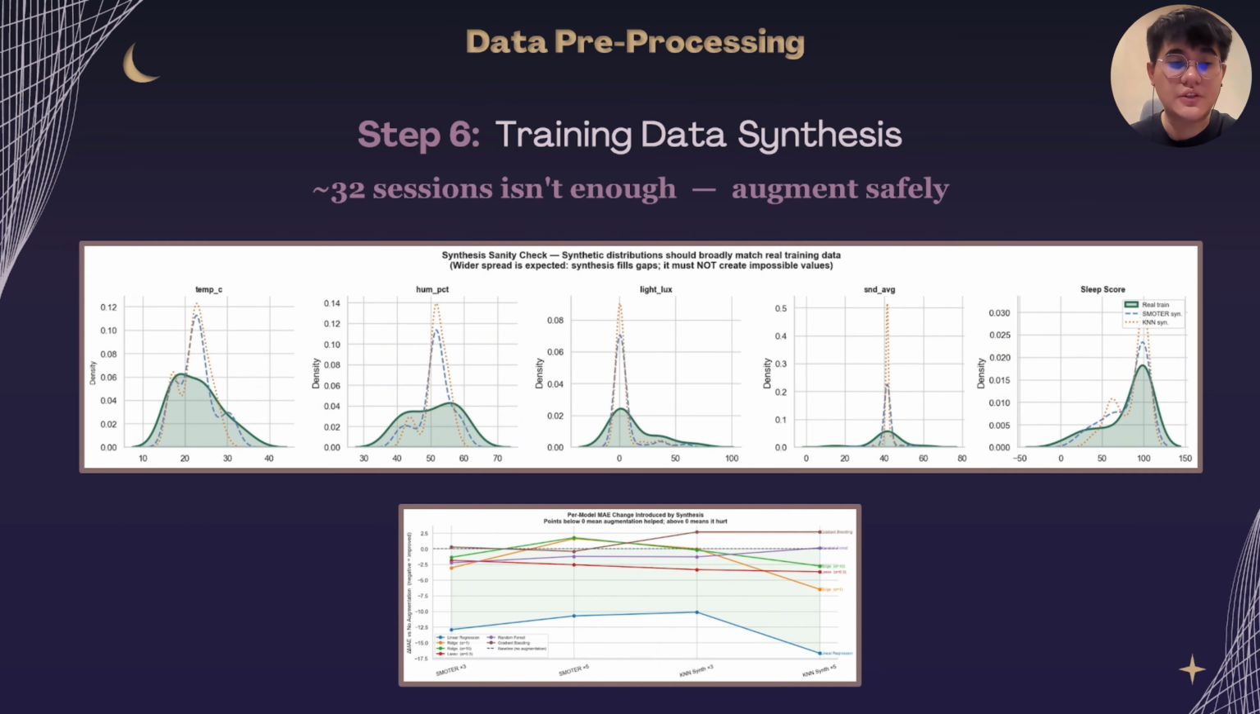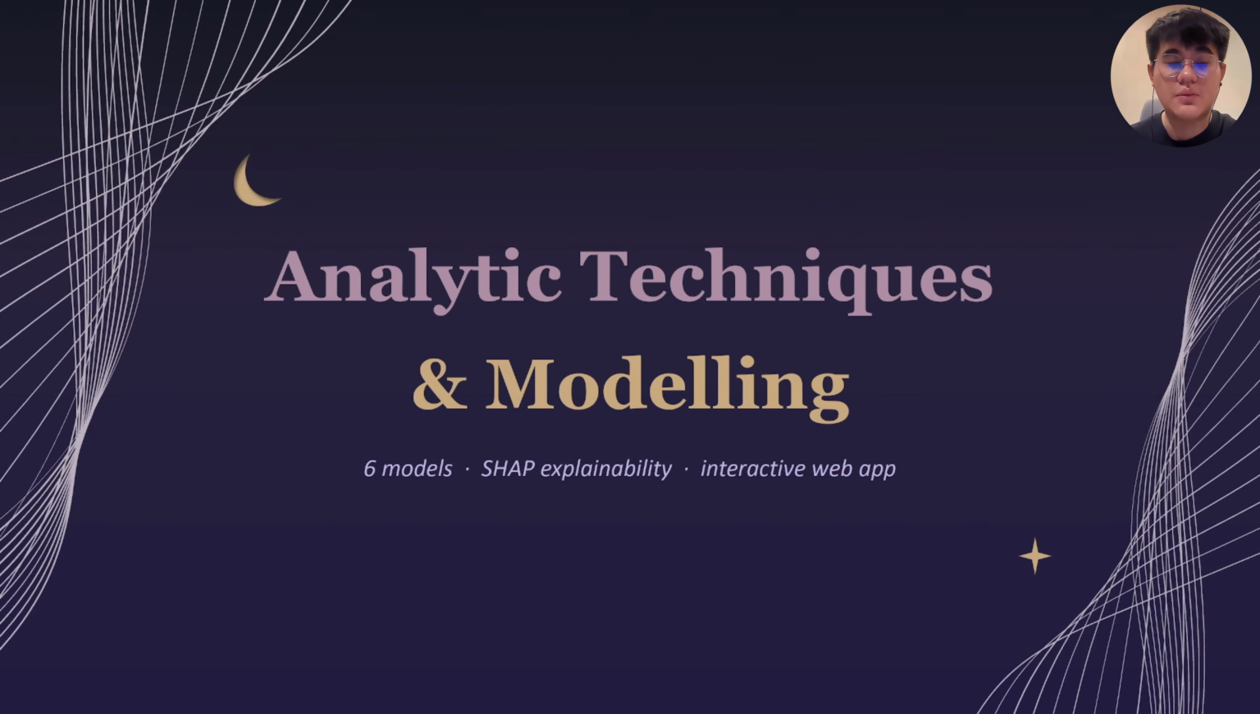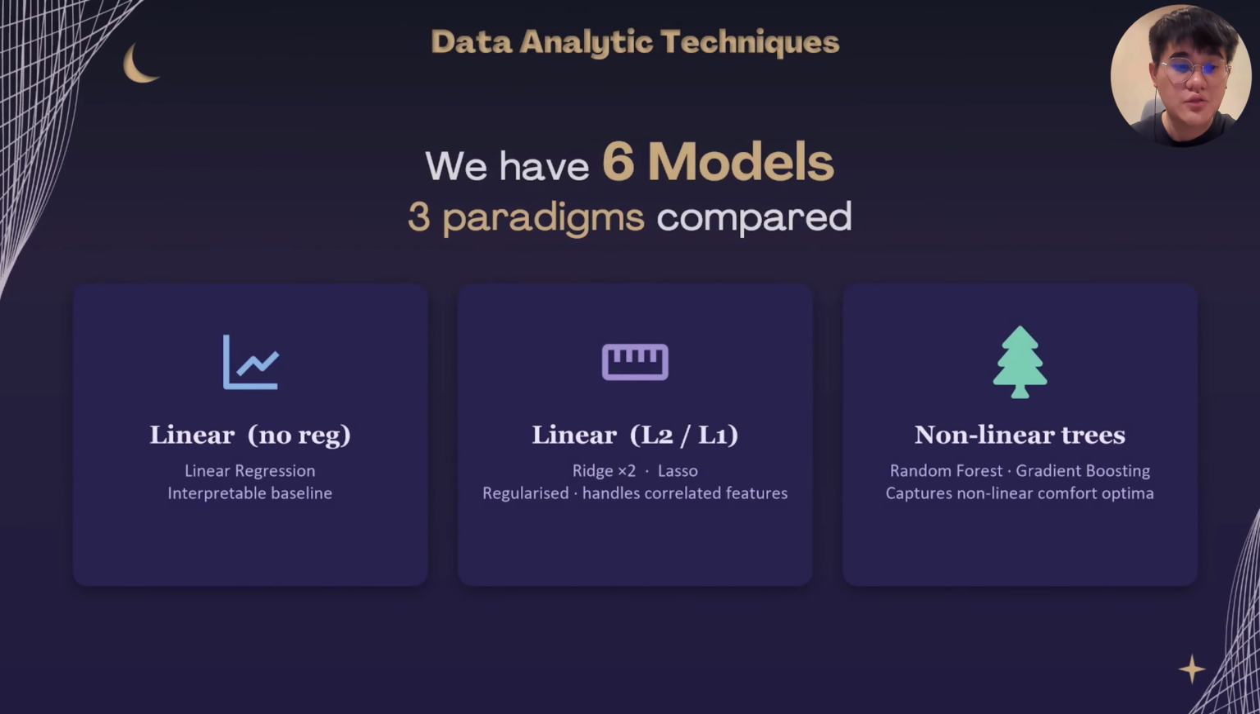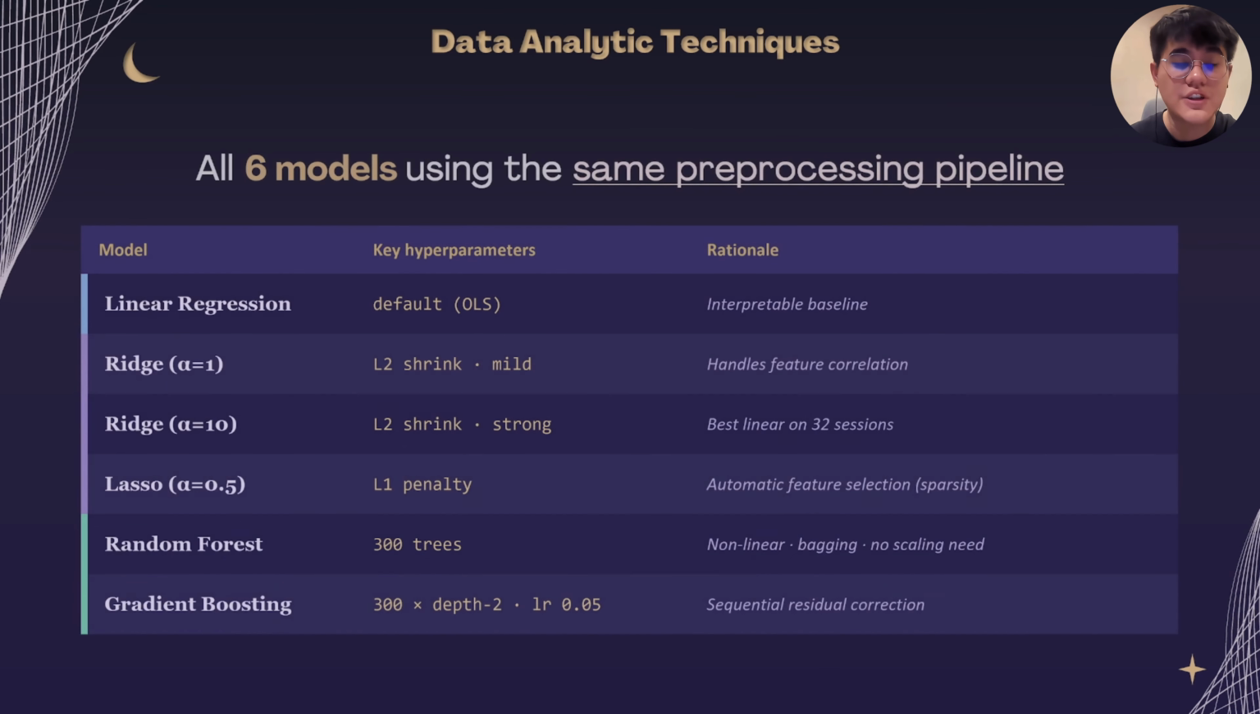We compare 6 regression models, all using the same preprocessing pipeline. The first model will be linear regression. Sign coefficients map directly to lower temperature, so it leads to a better score. But without regularization and only 32 training sessions, it's so unstable. Ridge alpha 1 shrinks all coefficients, while Ridge alpha 10 handles correlated features like temperature and humidity better.